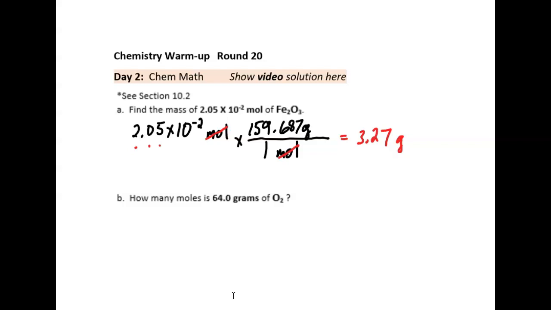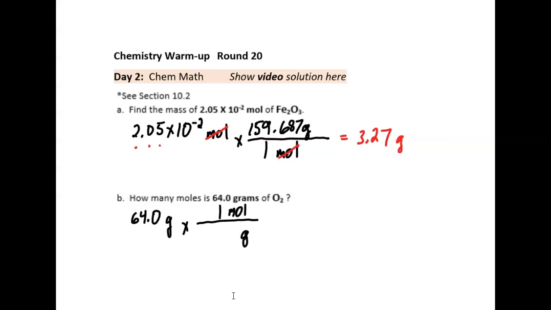Question B, how many moles is 64.0 grams of O2? This is just the reverse of question A. This time we're going to begin with grams and convert it into moles using dimensional analysis. Write down the given quantity, including the label, multiply, draw the fraction line, grams on the bottom so that it cross-cancels the original label of grams, and on the top, 1 mole of O2.